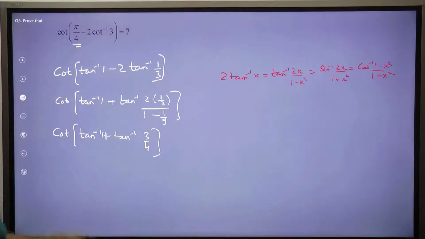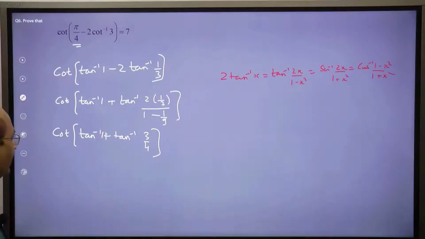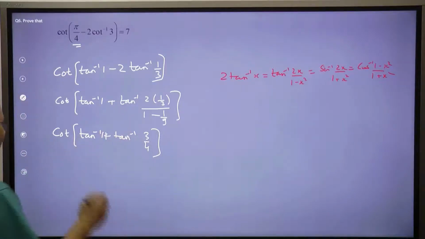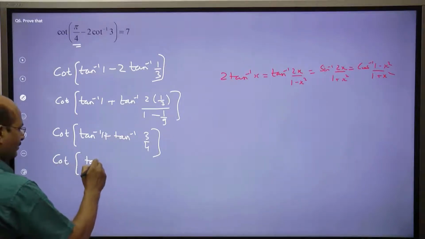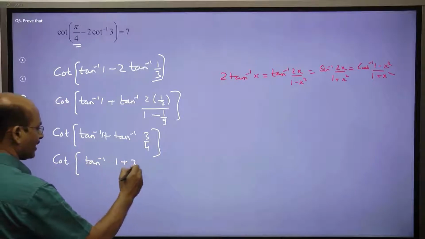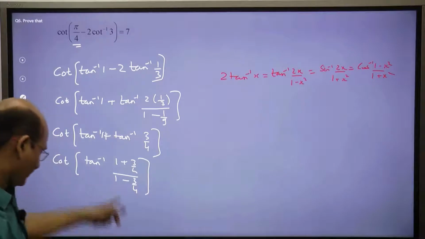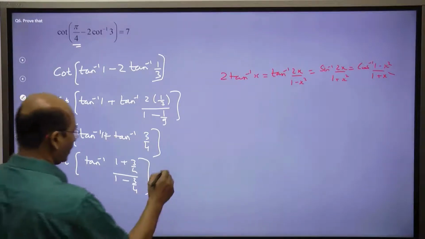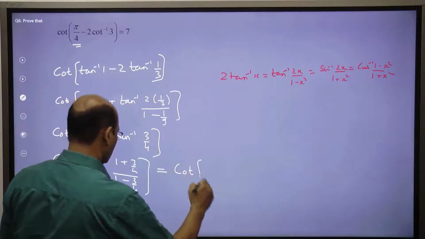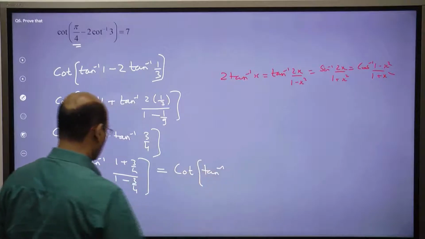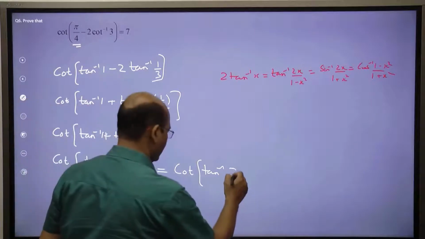You can simplify yourself. I did it mentally. Don't do it mentally in the board exam. Try to write it out and solve it so that there is no mistake at your end. So tan inverse x plus tan inverse y, everybody knows what we do. Tan inverse x plus tan inverse y is tan inverse of x plus y upon 1 minus xy. Don't you think it is much better? So this will become cot of tan inverse, just see, 4 plus 3, 7 by 4 and 1 by 4, so tan inverse 7.